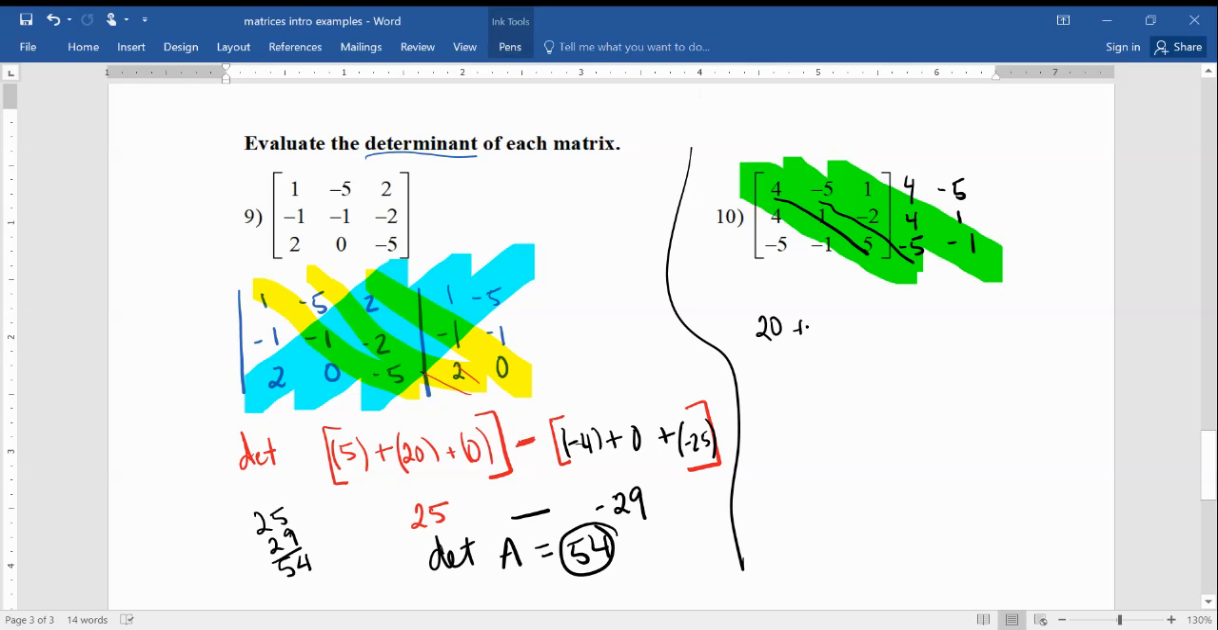I'm sorry, my handwriting is messy. I do not like this. All right, and then 1 times 4 times negative 1. That should be a negative 4. Y'all agree with me on that? All right, so let's add all those up. So 20 minus 50 technically is negative 30. Minus 4, that's a negative 34. All right, that's what we got for the first half.